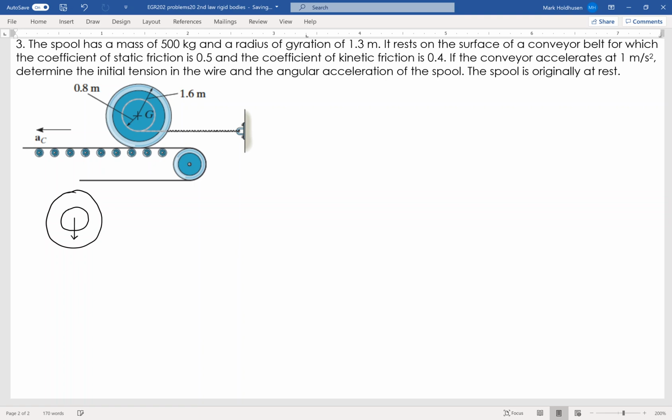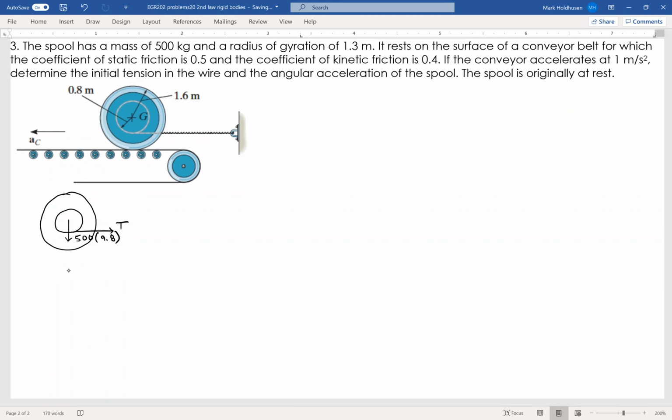It's going to have a weight to it, which again is going to be 500 times 9.8. It is going to have a tension like so to the right. It is going to have a normal force up. Okay, and then again, that conveyor belt is moving to the left, so it's causing friction to the left, like so. Okay, and essentially what we're trying to do here is find the angular acceleration of the spool. Okay, so we got that.